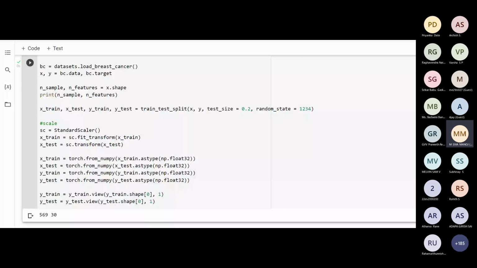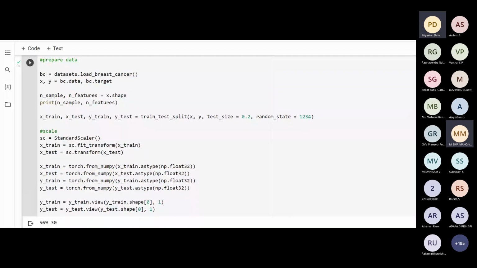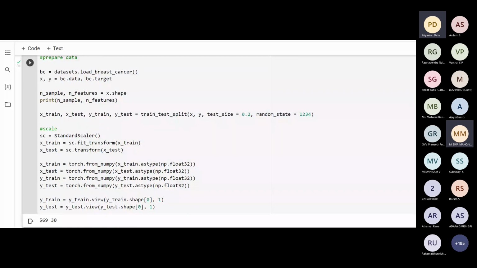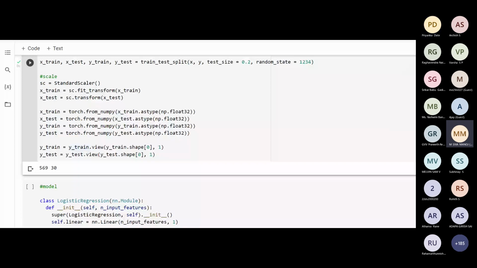And then there's basic data transformation that will help for later commands. So we've done standard scaling, and also we've changed the data type from double to float 32 in the later steps for the training, testing, X and Y. And also the Y train and test, we've changed from a row matrix to a column matrix.